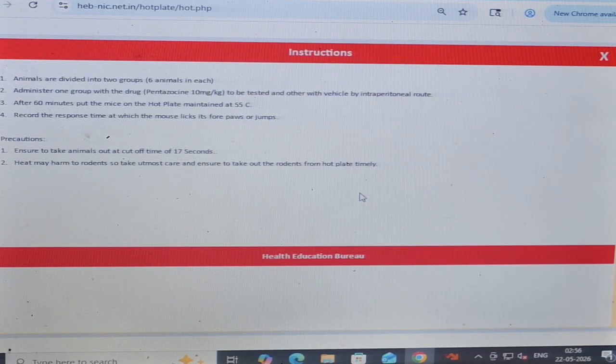So now the experiment. How to perform the experiment? The animals are divided into two groups. Each group has 6 animals. Now administration of one drug, that is pentazocine, 10 mg per kilo is the dose. Pentazocine is an opiate analgesic. After 60 minutes we induce the heat, that is 55 degrees centigrade. The cut-off time may be 17 seconds, otherwise a burn will occur on the animal hind paw or the animal tail. Now these are the main instructions and the main procedure of the hot plate apparatus.